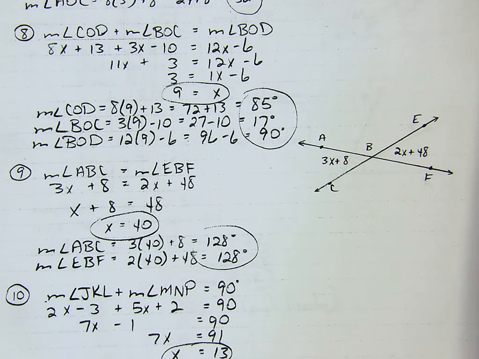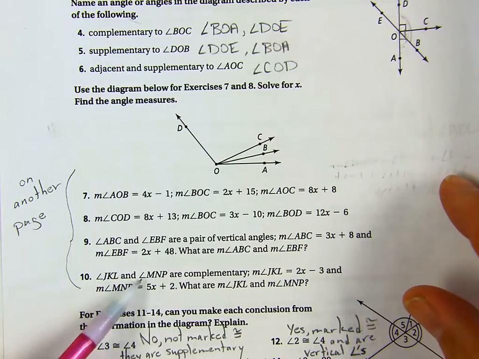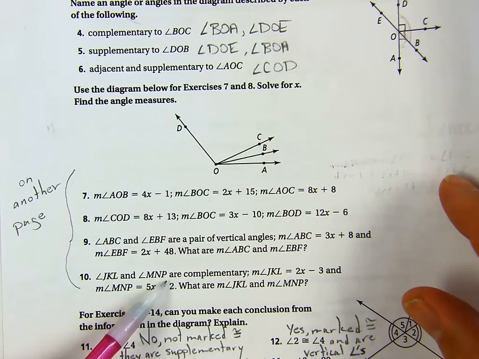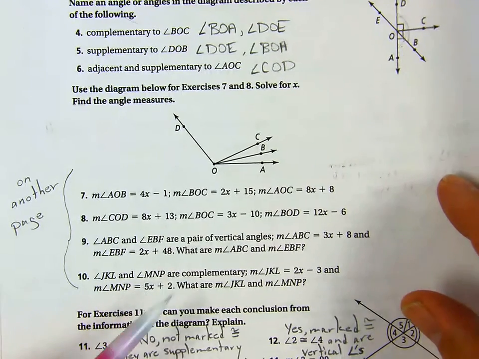It just tells me, and I don't have to draw a picture. You can, but I don't have to. It says that we have two angles that are complementary. And these angles are not adjacent angles. I know that by looking at their names. In the problem it says angle JKL and MNP. Well, they're not adjacent or they'd have the same vertex, right? That's part of being adjacent. They're just two random angles, but they're complementary.